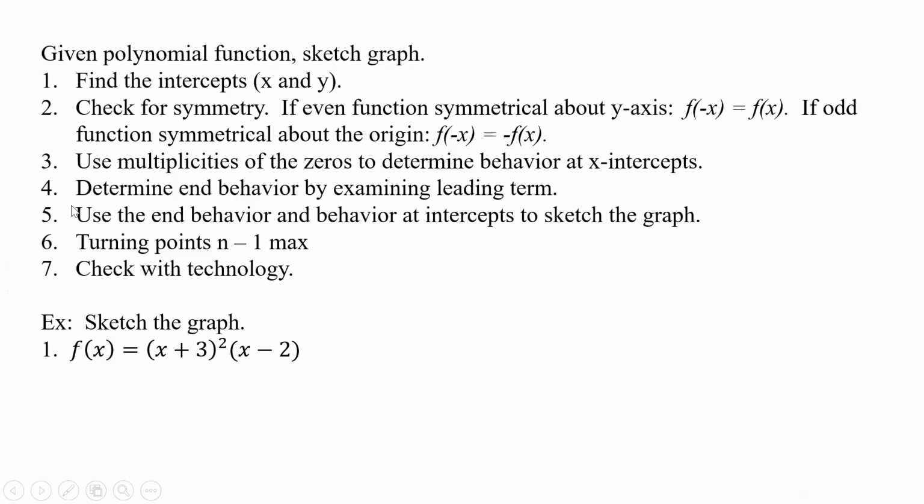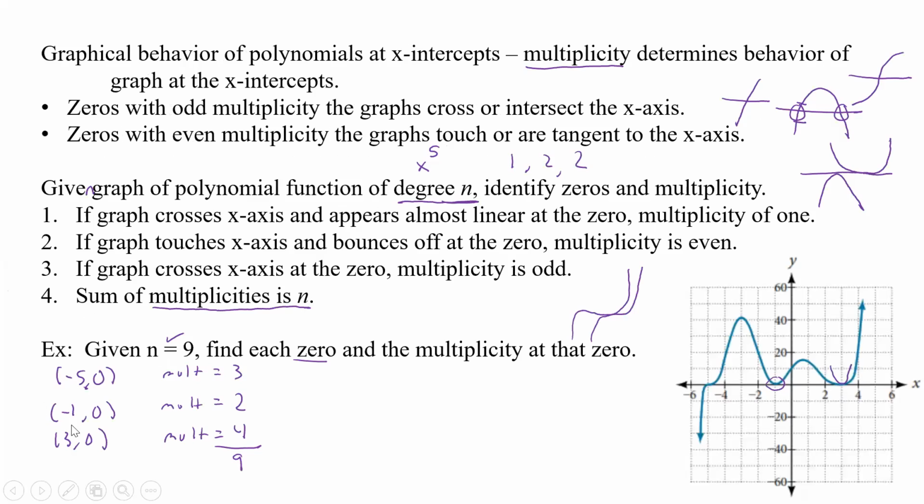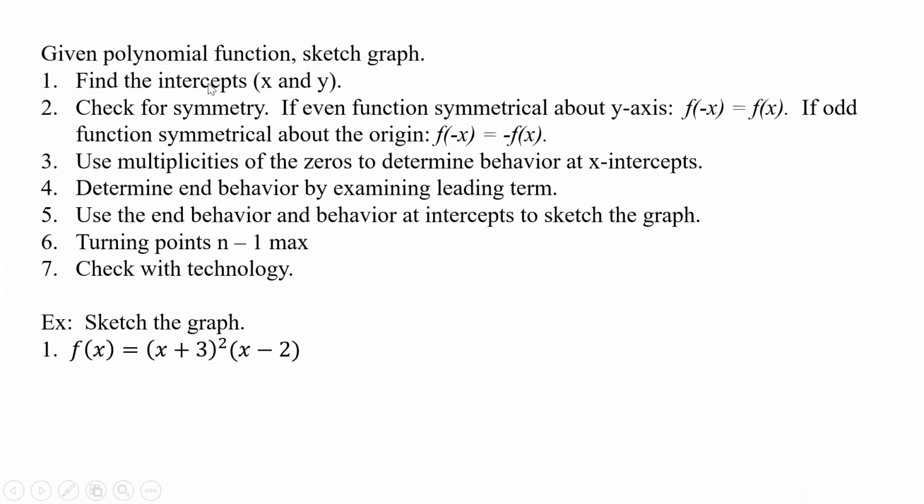Now, if we're given a polynomial function, sometimes we have to sketch the graph. So instead of looking at the graph and saying, okay, what are the intercepts, what are the multiplicities and stuff, we have to actually sketch a graph. So first, we need to find the intercepts, both x and y. Then we check for symmetry.